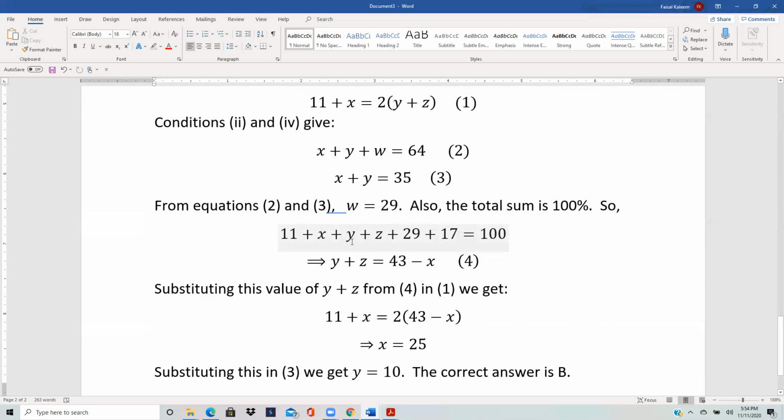So from here, I see that Y plus Z will be 43 minus X, because 11 plus 29 is 40, and then 57, and when you subtract from 100, that's 43, and then take the X to the other side. So that gives me Y plus Z is 43 minus X. The reason I get Y plus Z is that I can substitute that Y plus Z in equation 1, and that will give me the X. So I get 11 plus X is equal to 2 times (Y plus Z), so 2 times (43 minus X), and when I solve this equation, I get X equals 25.